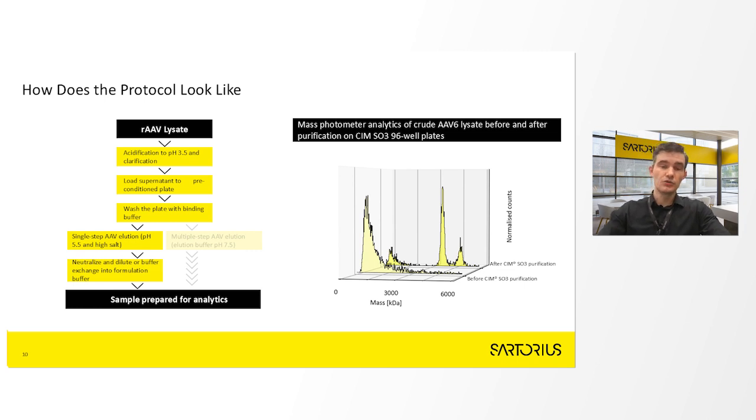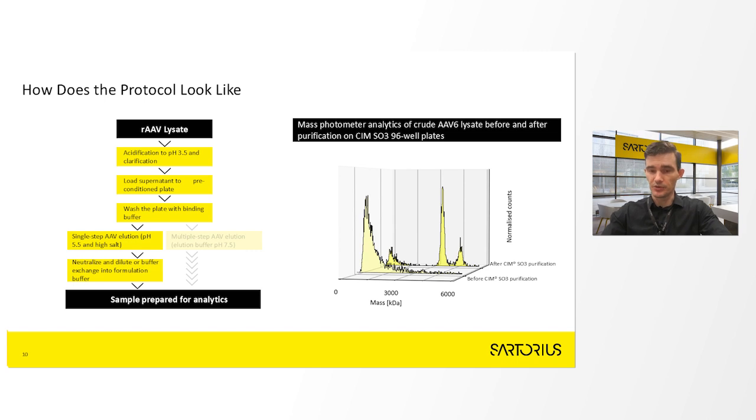After it, we need to neutralize and dilute our samples, to elevate the pH and lower the salt concentration, or we can simply do a buffer exchange into our formulation buffer, and we have our sample prepared for our analytics. On the right, we have two histogram overlays made with Refeyn's SAMUX MP.